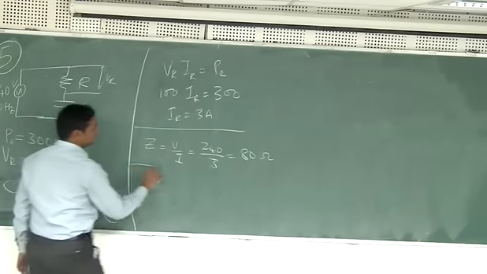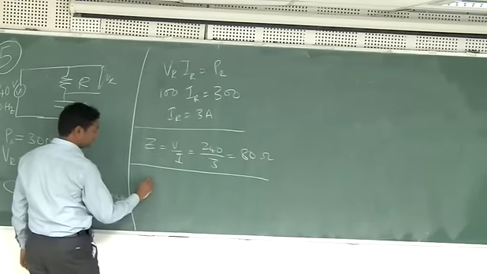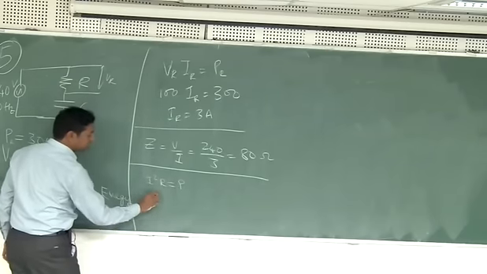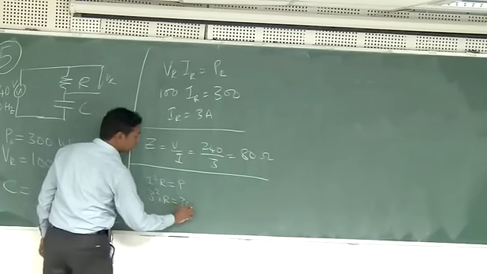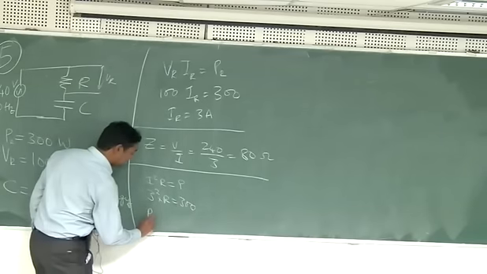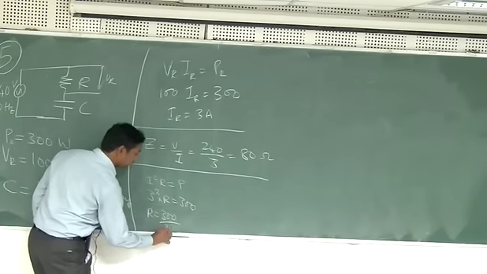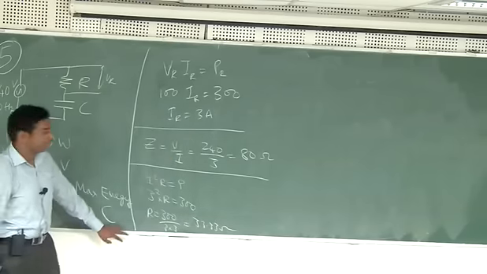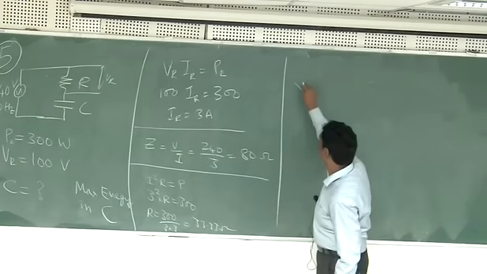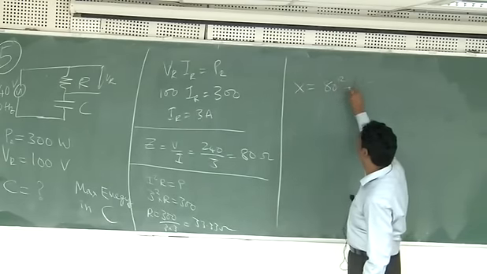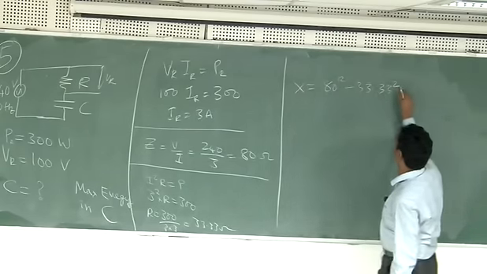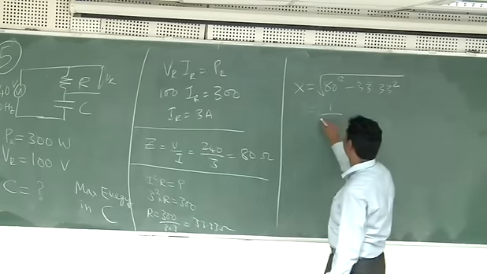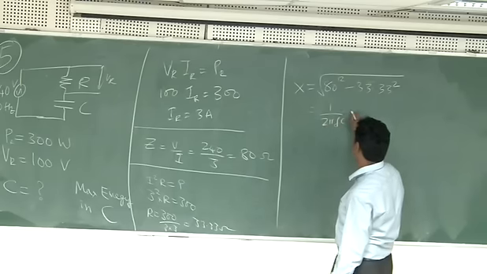Okay. And then what is R? I square R is P. So 3 square into R is 300. So R will be 300 by 3 into 3. That will be 33.33. Okay. Then I'll get X. X will be square root of 80 square minus 33.33 square. So you will get some X, and then that will be 1 by 2 pi f c. That will be the X.